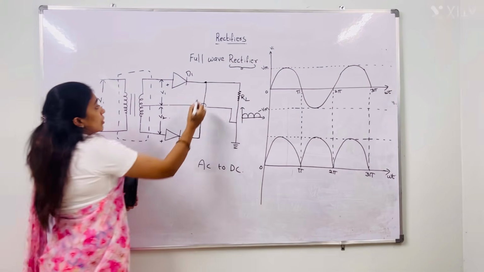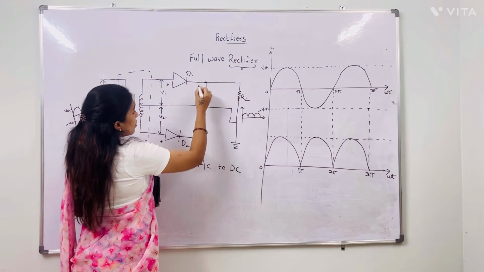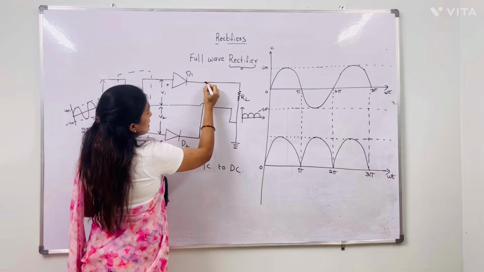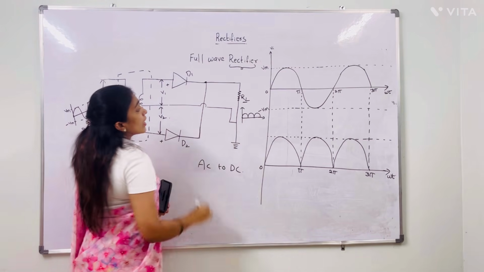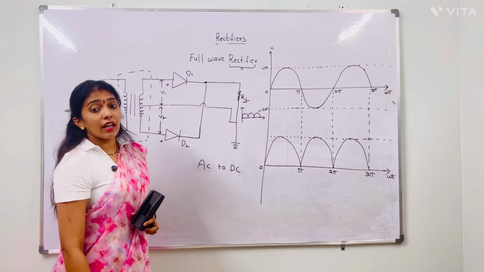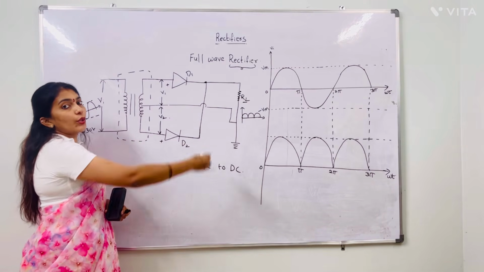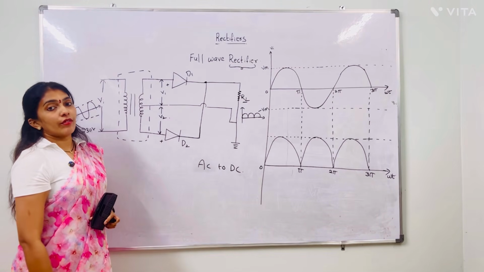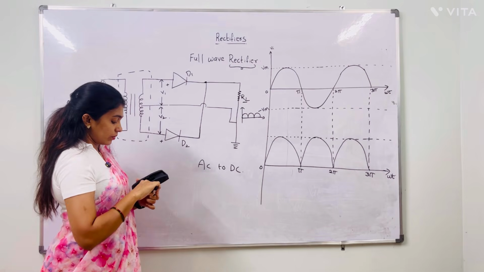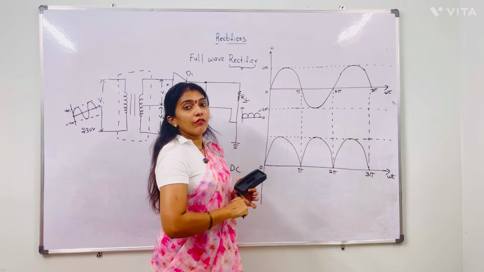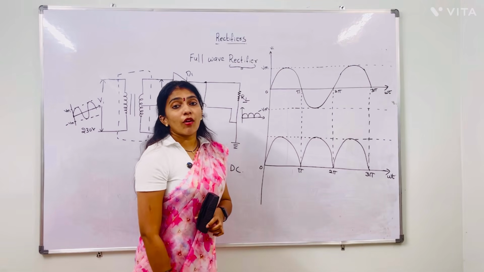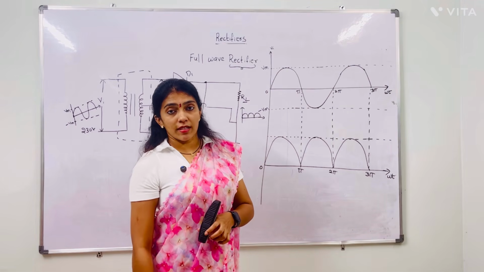Right. So the diode cathode connections are given to the load resistor. From this load resistor, we are taking the output. This is the total circuit explanation of a full wave rectifier. Now these two are the input waveform and output waveform. We know the input waveform is the AC input, a bidirectional signal.